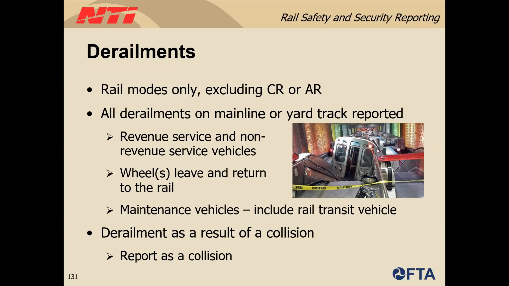Again, derailments include situations where the rail leaves the track and then re-rails. Maintenance equipment such as a high rail vehicle derailments are also automatically reportable. Please be sure to select one rail transit vehicle involved and not the other vehicle form. As a reminder, derailments resulting from a collision are reported as collisions, not a derailment.